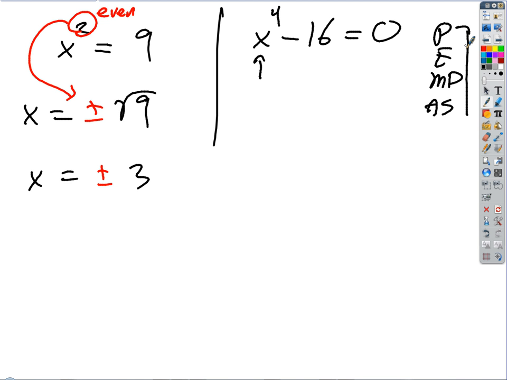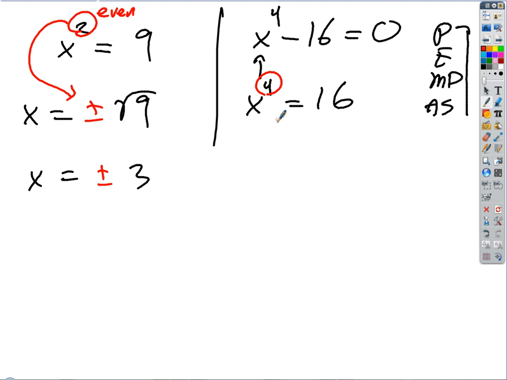And so we can do that here. What's the only thing I have to do to get the x to the 4th by itself? Yeah, add 16, right? So I get x to the 4th equals 16. Now that's even, sure, but how do I undo a 4th power? How did I undo a squared, a 2nd power? I square rooted it, right?